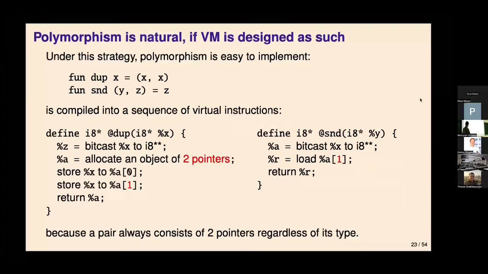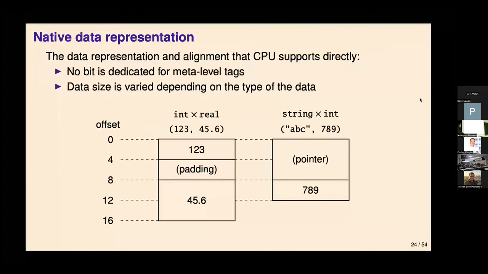Because regardless of its type, a pair always passes on 2 pointers. So we can embed the index of 1 and 2 in the destination code without any analysis. But we are interested in native data representation, which is the data representation that should be supported directly. So we can't dedicate any bit for tags, and the size varies depending on the type, like this.